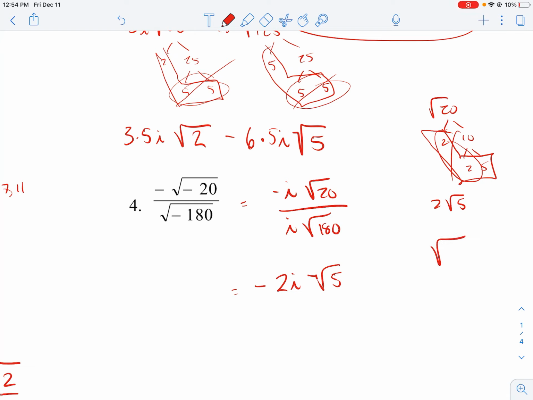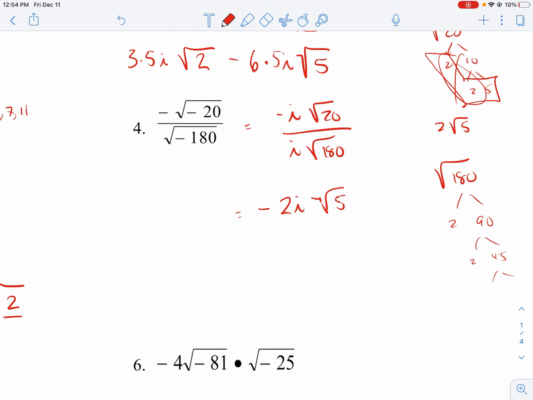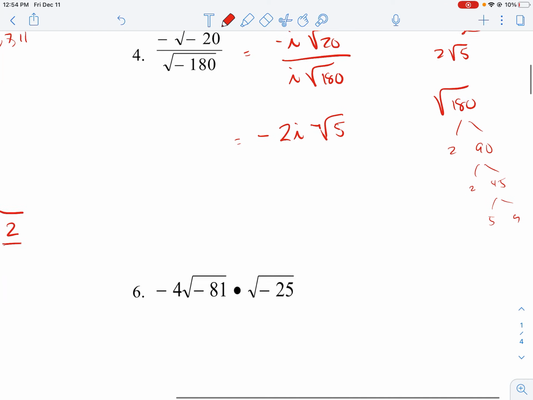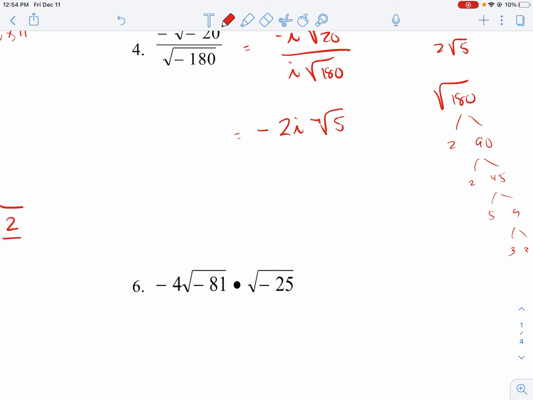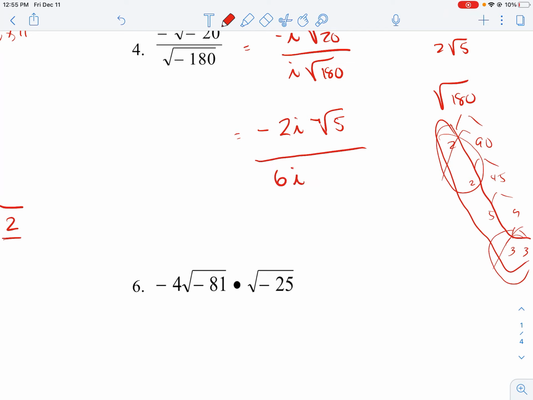Then on the bottom, square root 180, so we're going to go 2 and 90, 2, 45, 5 and 9, 3 and 3. So our hockey stick, here's our hockey stick. I'm going to bring out a 2 and a 3, and the 5 gets left behind. So 2 times 3 is 6i square root 5.